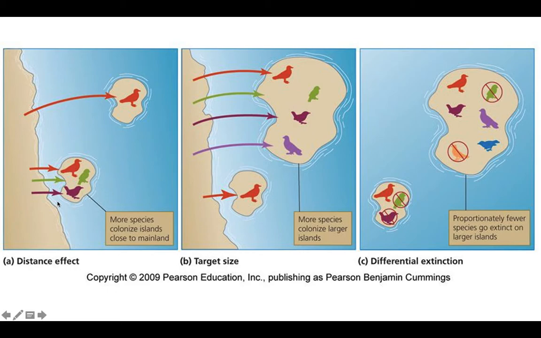Here's that distance effect. The closer an island is, the easier it is for a species to settle there. The larger an island is, the easier it is to land there, and also the more room there is for everybody to survive. So proportionally and generally speaking, fewer species will go extinct on a larger island.